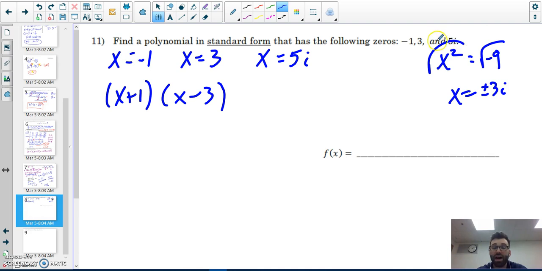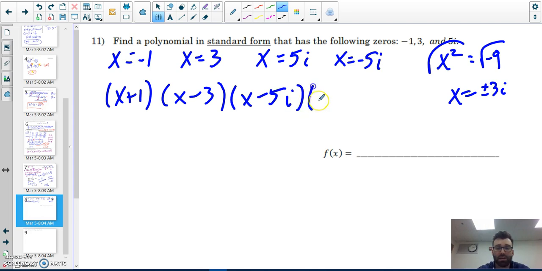Well, I have 5i here, which means I also need to include -5i. Whenever you solve and you get an imaginary answer, and I don't like to use the word always, there's going to be a plus or minus when solving. So that means I have x minus 5i, x plus 5i. Fun stuff. FOIL.